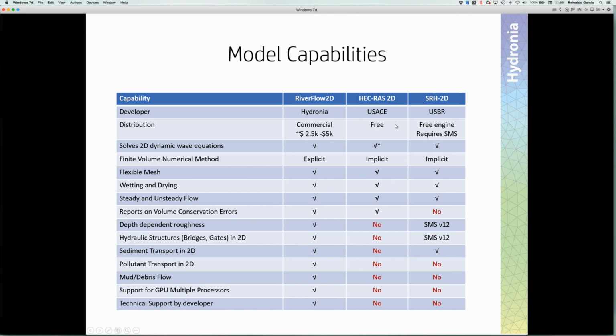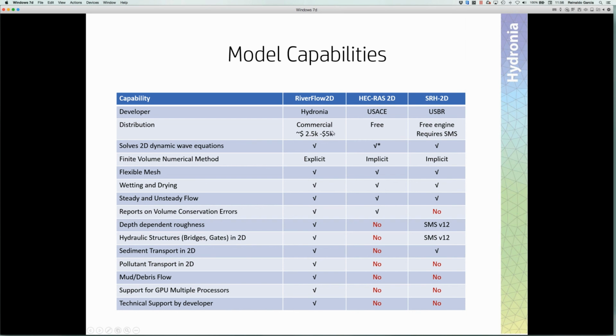So, first, these two models are free, HEC-RAS-2D and SRH-2D. Actually, what is free in SRH-2D is the model engine, because it requires the SMS interface, which is not free. It's a commercial interface. The user interface of HEC-RAS-2D is completely included and is totally free. RiverFlow2D is not free. It's a commercial product that uses SMS as well.